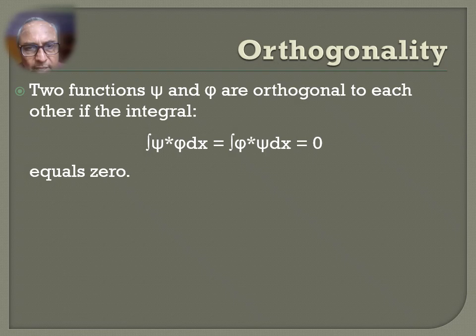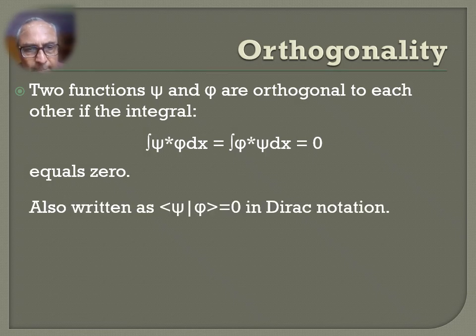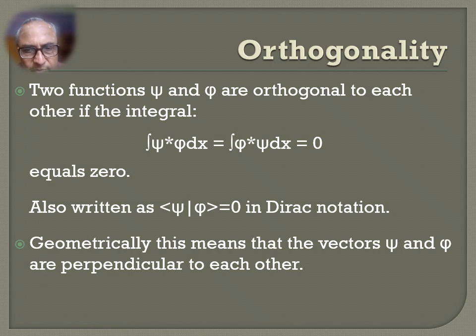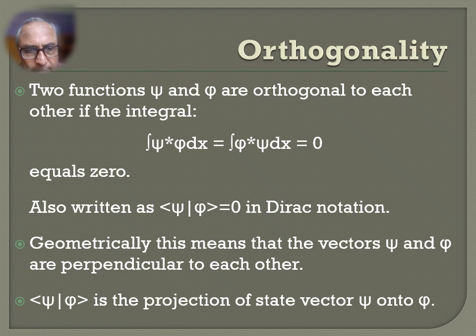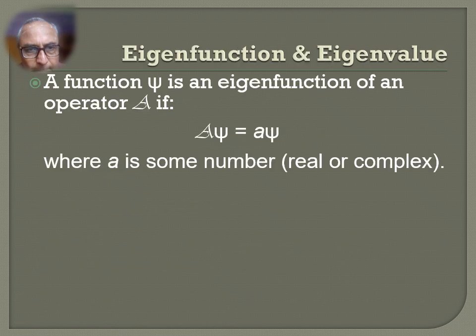Two functions psi and phi are said to be orthogonal to each other if the integral psi star phi dx or phi star psi dx is equal to 0. This is also written in Dirac notation as bra phi psi ket is equal to 0. Geometrically, this means that the vectors psi and phi are perpendicular to each other. Bra phi psi ket is the projection of the state vector psi onto phi.